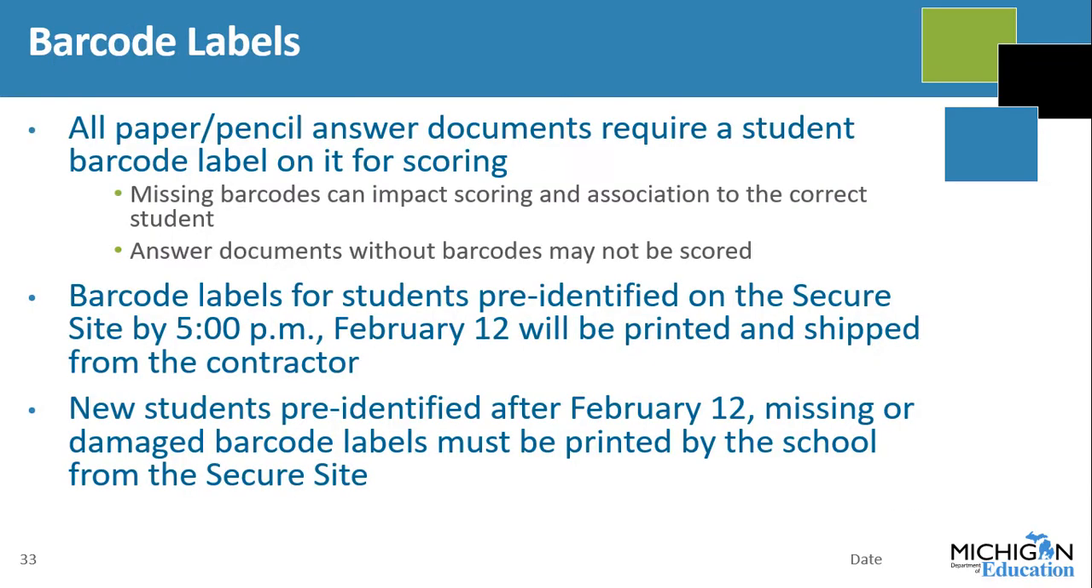All paper and pencil answer documents must have a barcode label on it for scoring. Answer documents without a barcode label may not be scored or could be associated with the incorrect student or school. As mentioned earlier, barcode labels will be printed and shipped to schools for students that are pre-identified on the secure site by 5 p.m. on February 12th. Schools will need to print barcode labels from the secure site for students that are pre-ID'd after February 12th, and for students that you did not receive a barcode label for, or to replace barcode labels that have been damaged.